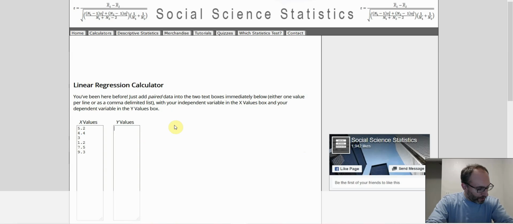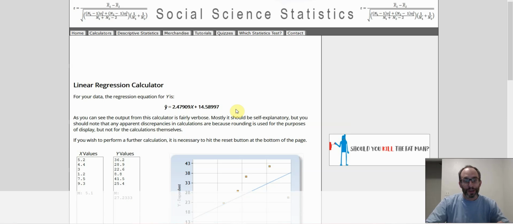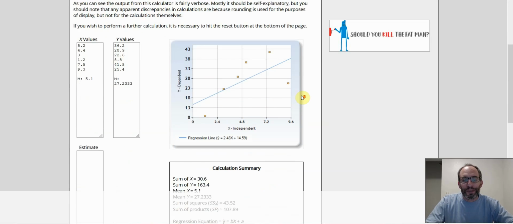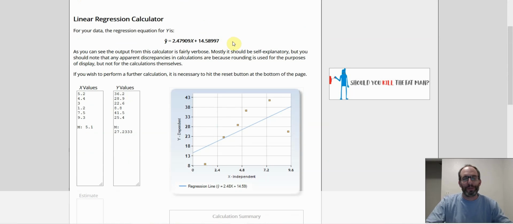And then the y values are 36.2, 28.9, 22.6, 8.8, 41.5, and 25.4. Okay, then if we go down and calculate the regression equation, there it is, right? You even get a nice little scatter plot here too. You get a bunch of other things down here that we don't really need for what we're trying to do. I guess down at the bottom you can see the regression equation again, but since it pops up right up at the top in bold, I would probably just take that one and go.